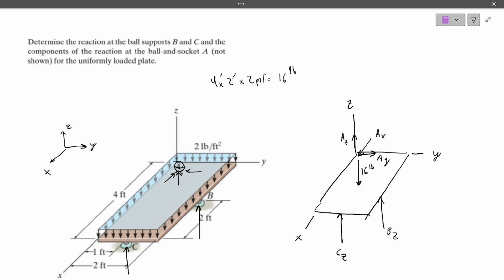And we have our dimensions. So this would be 1 foot. I can do a different color. 1 foot, 1 foot, 4 feet, and from here to here, it's right in the middle. So this will be 2 feet.